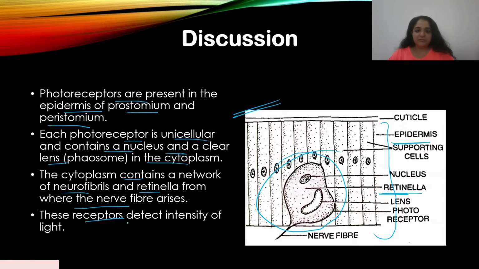These receptors detect intensity of light. That's their function. Okay, clear? I guess we've answered the question. They are abundantly present in the prostomium and peristomium, the epidermis. And they are present basically on the dorsal surface.